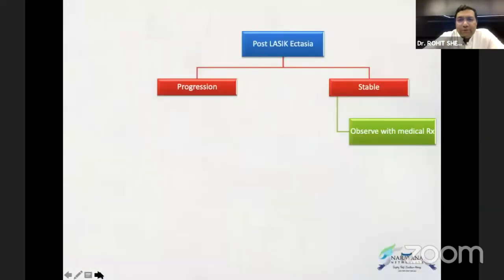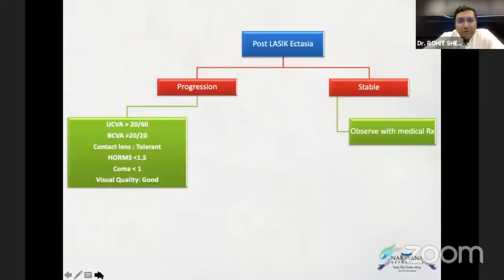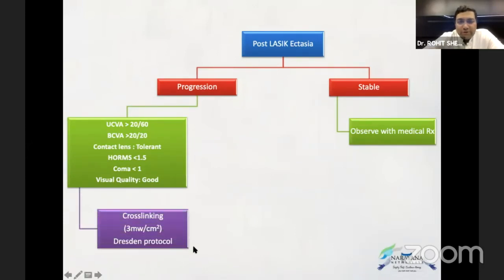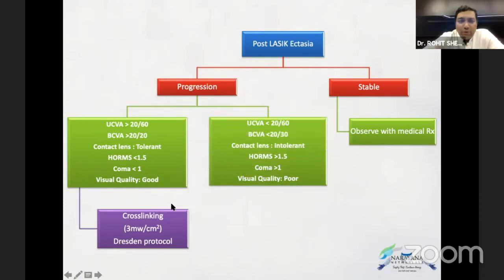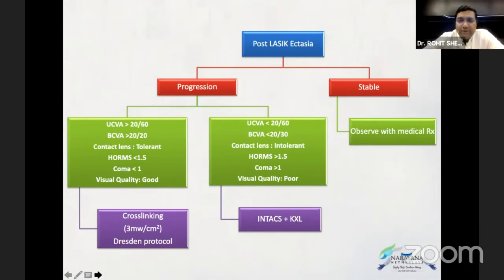Which is the most ideal procedure? When it's progression, when you're 100% sure it's progressing, then probably cross-linking. I use a Dresden protocol here. And when your quality of vision is poor, then you can look at Intacs or cross-linking. But when it's stable, try to at least give them time for a year, even though you see a patient coming to you with ectasia.